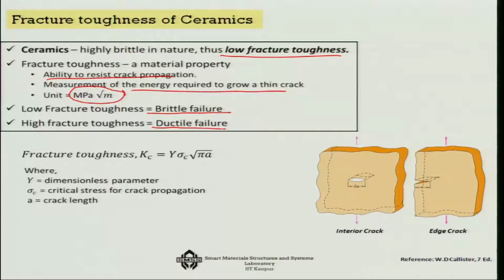Fracture toughness is actually defined in terms of the product of these three, where Y is the dimensionless parameter, sigma c is the critical stress that is needed for crack propagation, and a is the crack length. Okay. So, there can be various types of cracks like interior cracks, as you can see it here, or edge cracks. Also, there are various ways in which we can apply the stress, and depending on that the failure occurs. I will talk about it at a later stage.